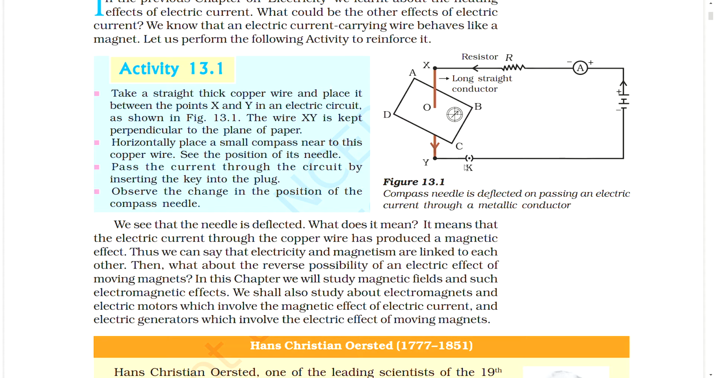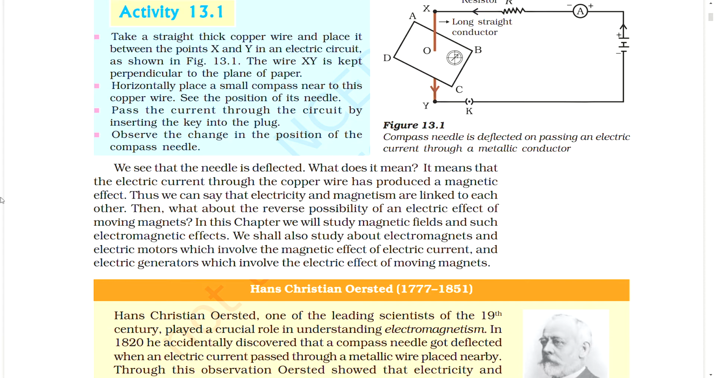Figure: compass needle is deflected on passing an electric current through a metallic conductor. Resistor R, long straight conductor, X, Y, A, B, C, D, O, K, A. We see that the needle is deflected.